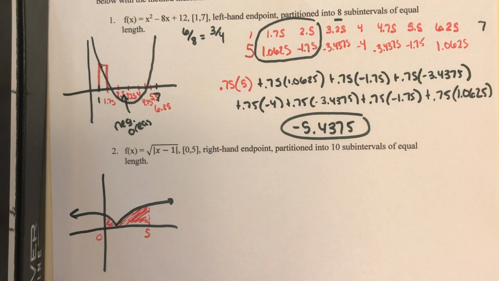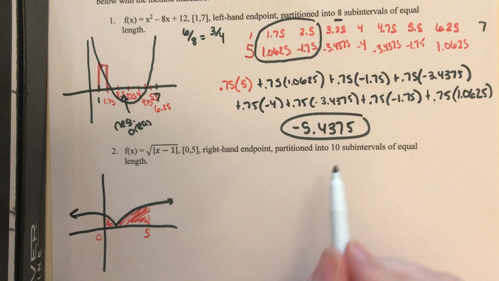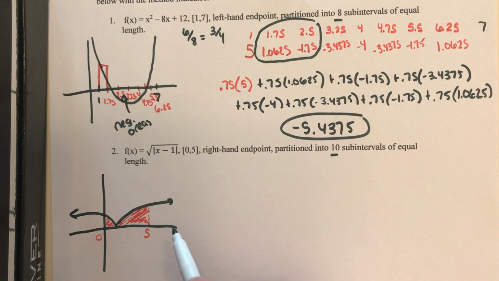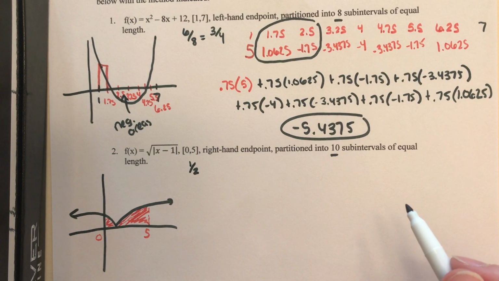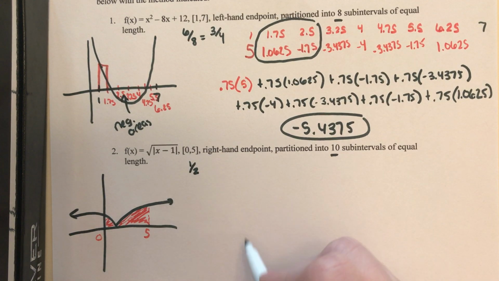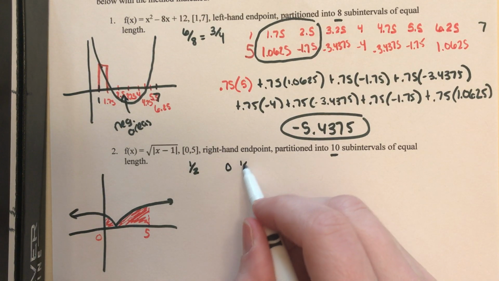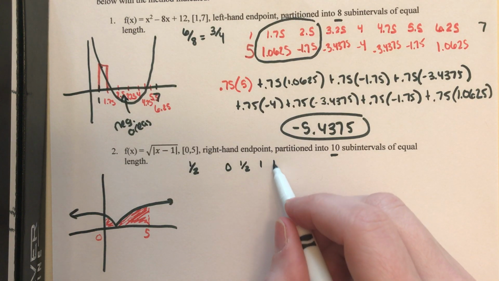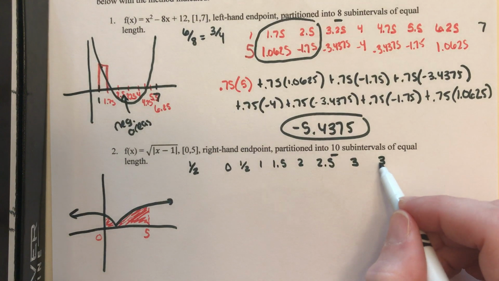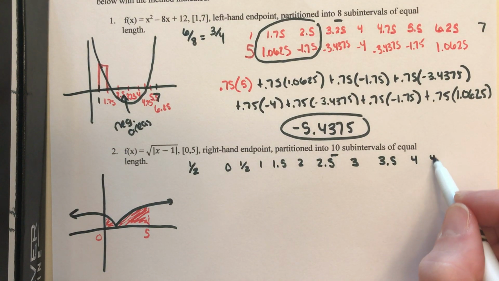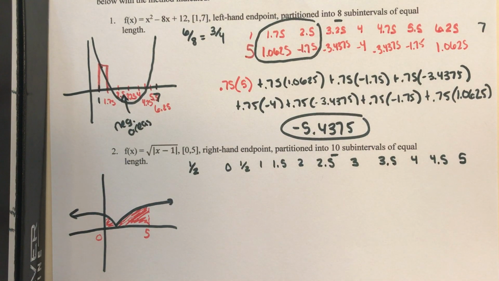But if I split up 0 to 5 into 10 subintervals, that would mean I'm going by increments of 1/2. So if I made a chart here, I would go 0, 1/2, 1, 1.5, 2, 2.5, 3, 3.5, 4, 4.5, and then 5. And then we're going to find the height at each of those points.